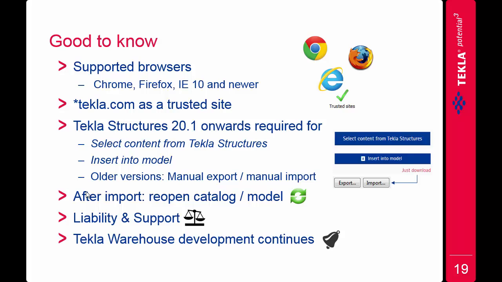As I mentioned earlier, Tekla Structures 20.1 onwards is required for the Select Content from Tekla Structures feature and for the Insert into Model feature. If you're using older versions, you can still use Tekla Warehouse, but then you'll just do manual export and manual import with the files. So you'll just download the files and manually add them into your model.